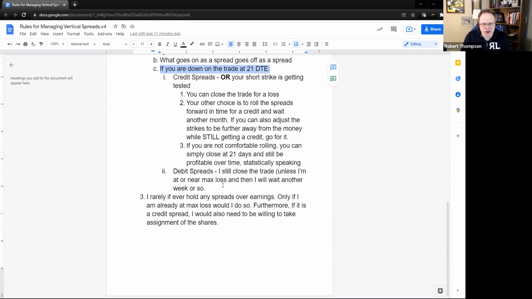what happens now? All right, let's talk about debit spreads first because it's easy. I still close the trade unless I'm near max loss, and then I'll wait another week or so. But there is no ability to manipulate the debit spreads, okay? So that's one disadvantage to trading debit spreads, which is why, and I believe I said this in one of the prior two videos, if not, here it is again: if I can trade a credit spread, I would always prefer to do that because a credit spread has a better chance of winning because it has more options for defense.